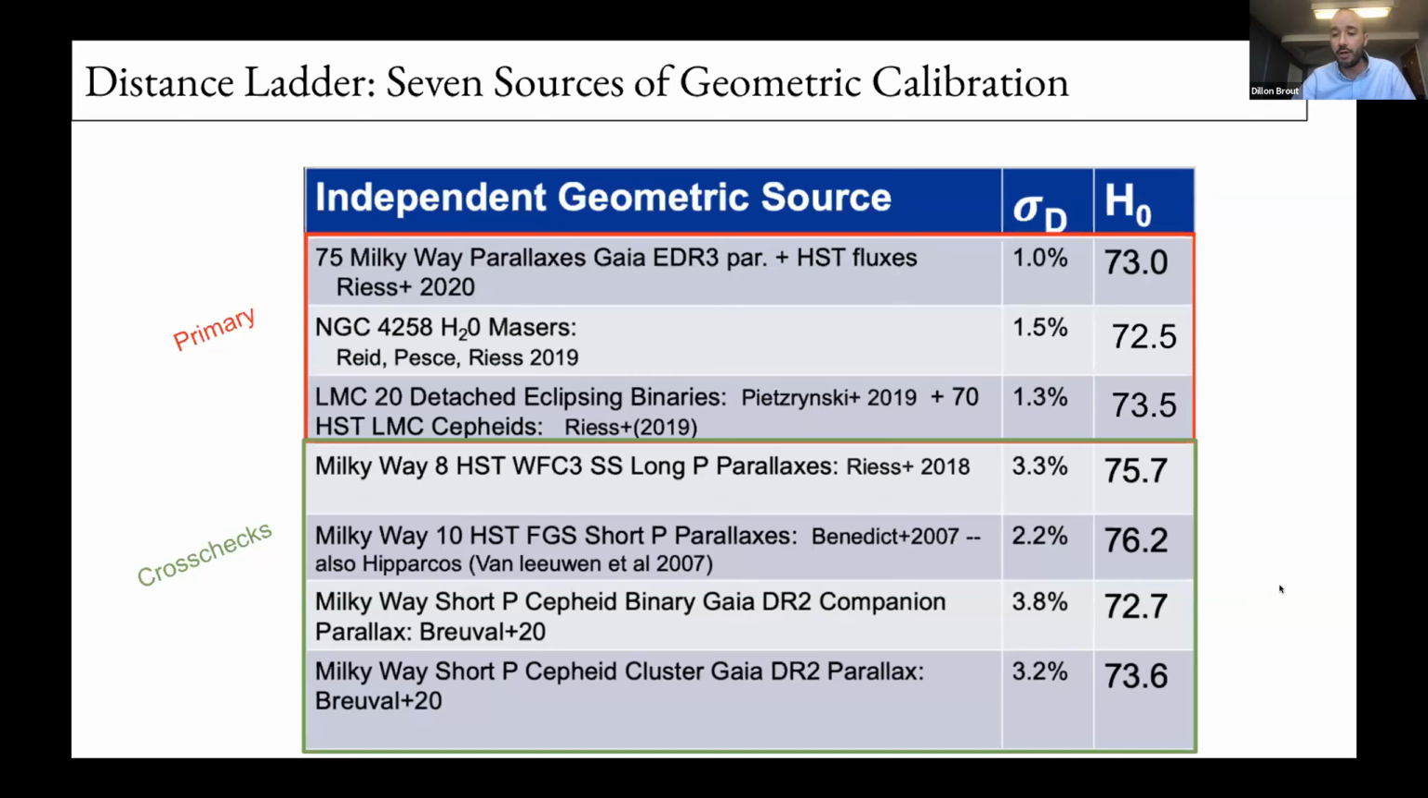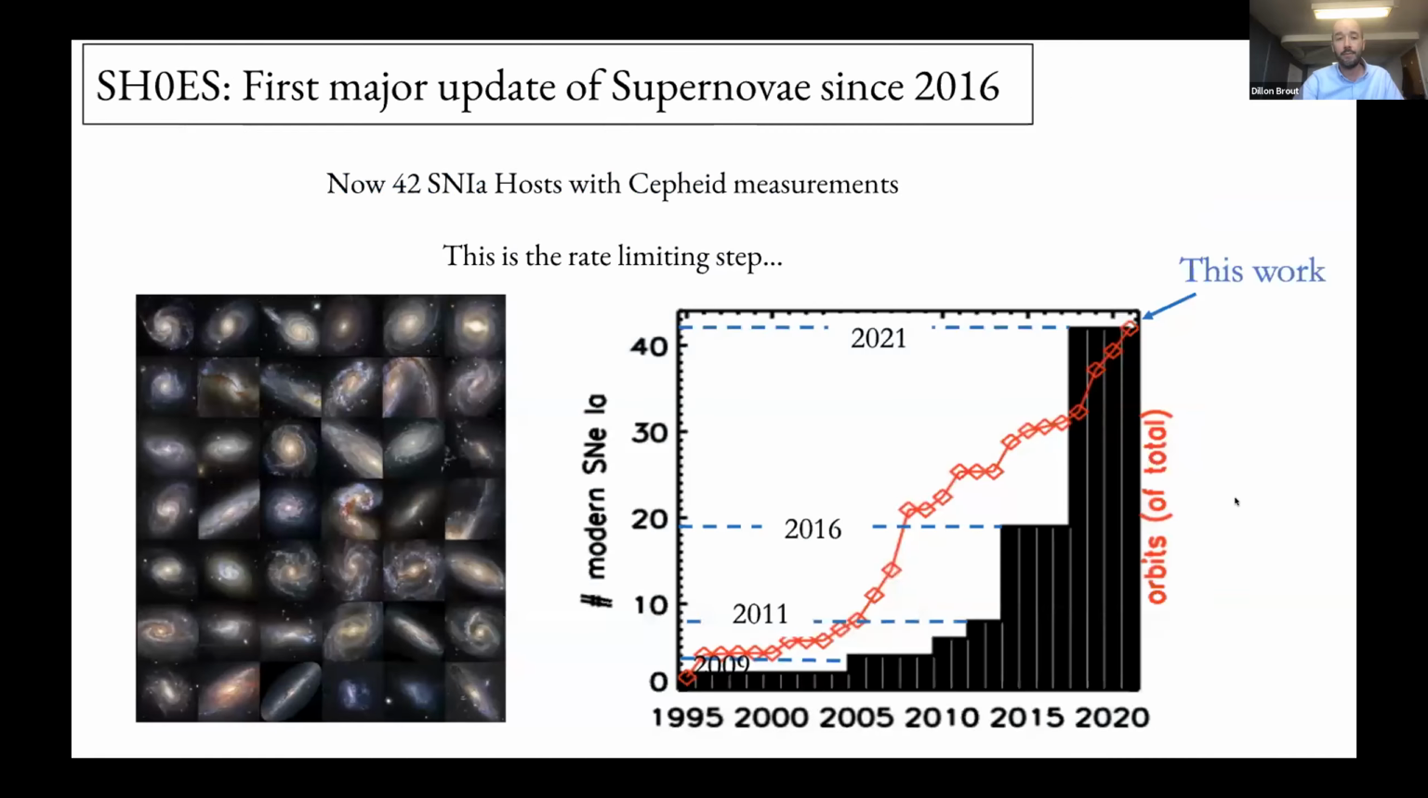And we have a number of cross checks, but the main story and takeaway here is that the three methods at the top agree with each other and are extremely precise, and the cross checks also all agree and mostly come up with very high values of H0. So the real rate limiting step in the distance ladder is that second rung of the distance ladder.